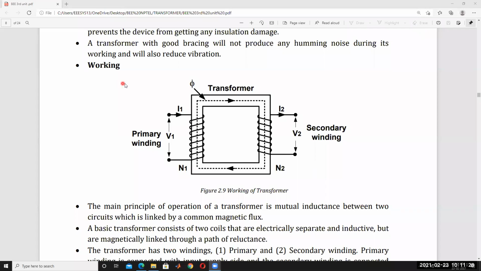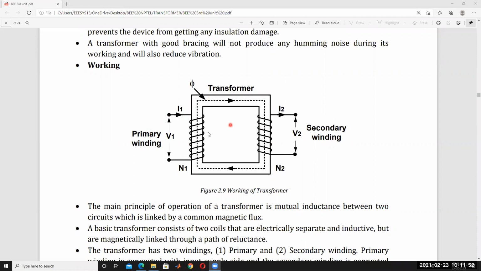So, working of a transformer. The transformer works on the principle of mutual inductance between two circuits. This is a core type transformer. This is called the primary winding and this is called the secondary winding. The primary winding is connected to the power supply and the secondary winding is connected to the load.